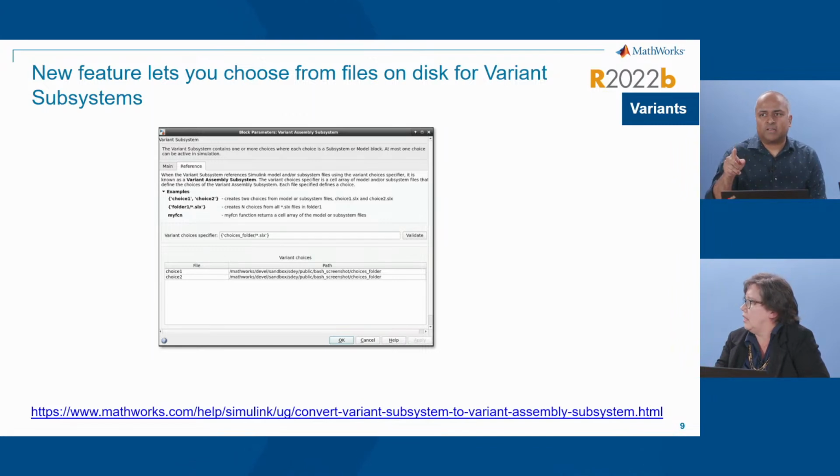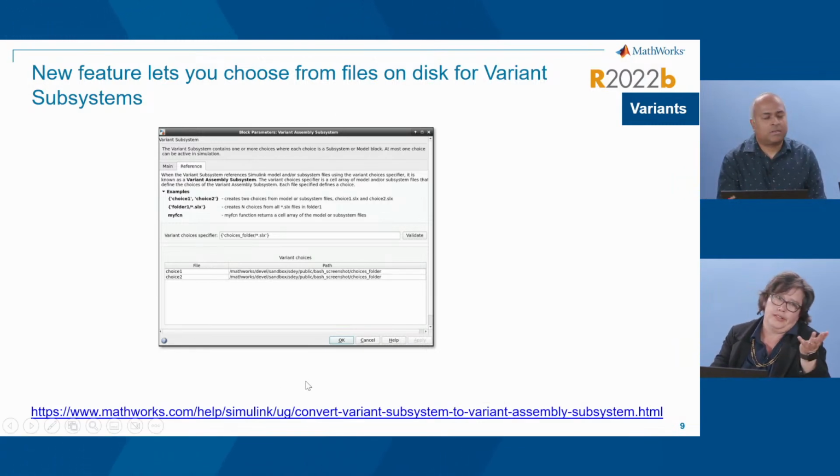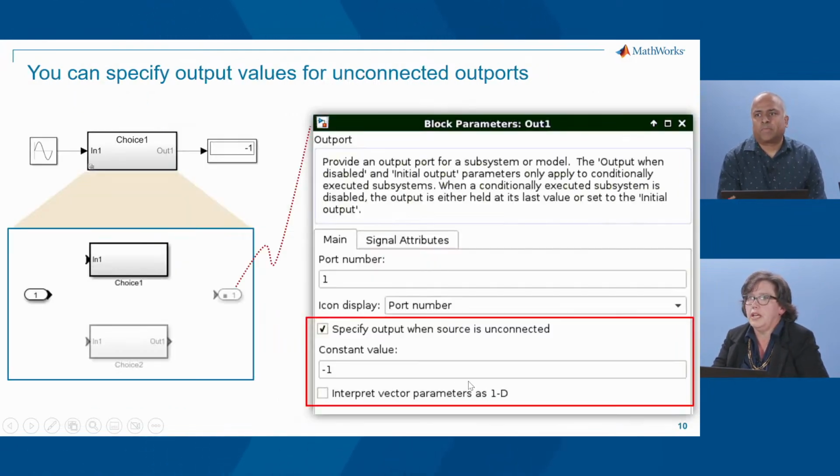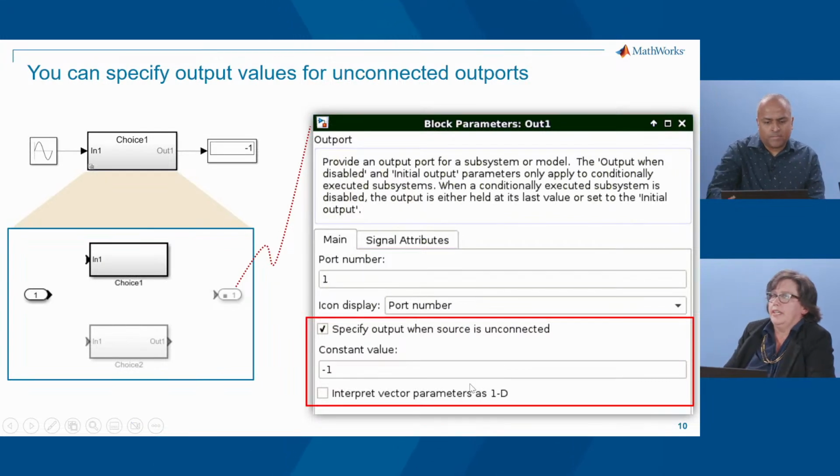So essentially this one is one of the other blocks that we saw in the library browser, right? It said variant assembly subsystem, right? Right, okay. Yeah. But you could also, like you saw, get to it from the variant subsystem tab as well. Okay.